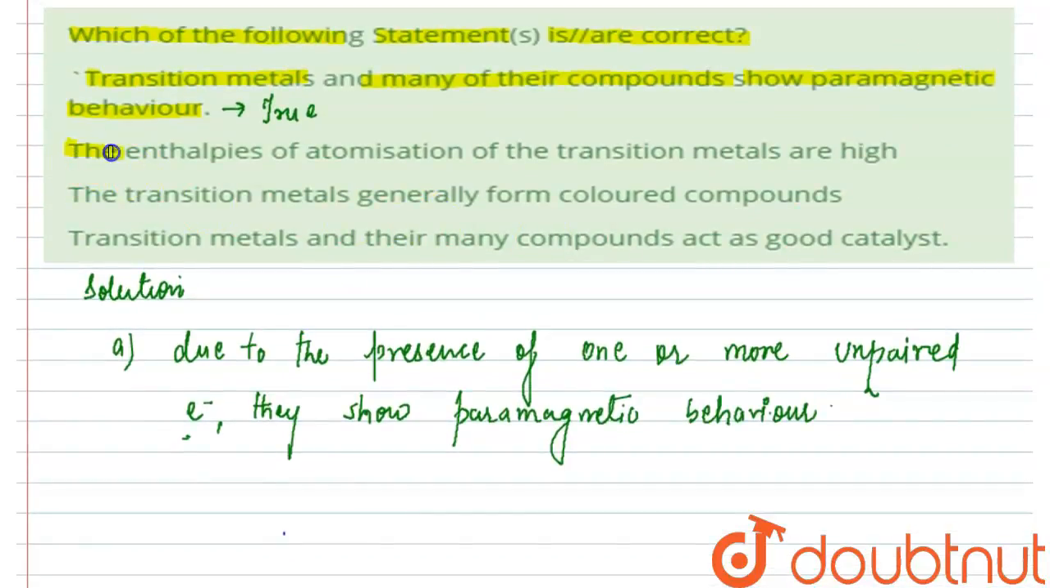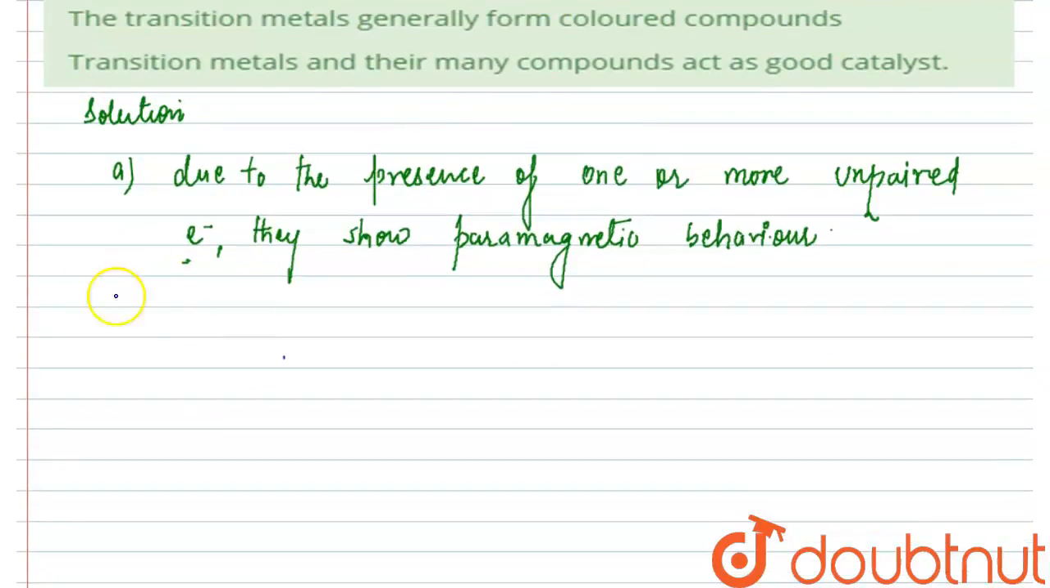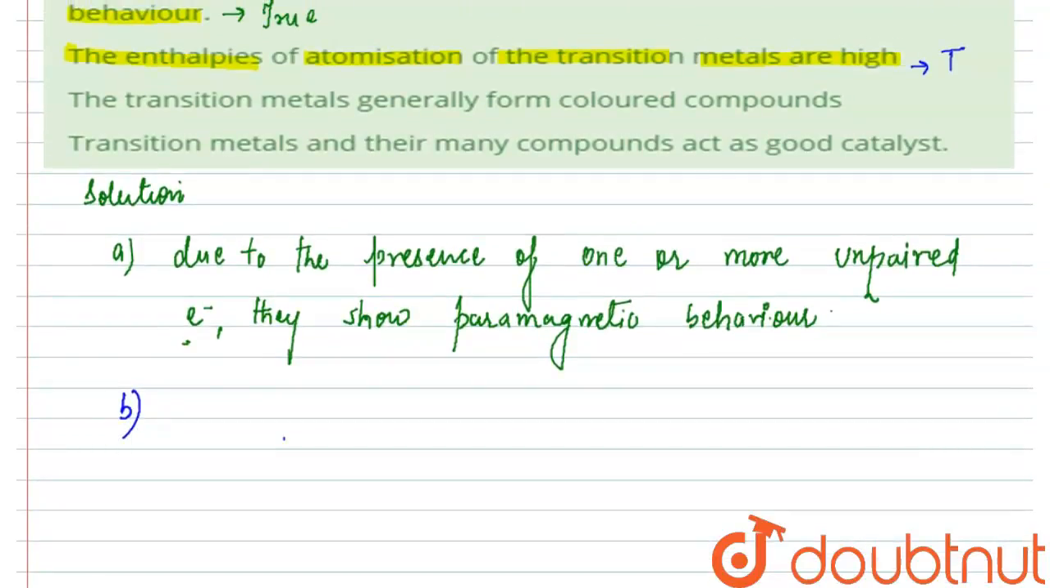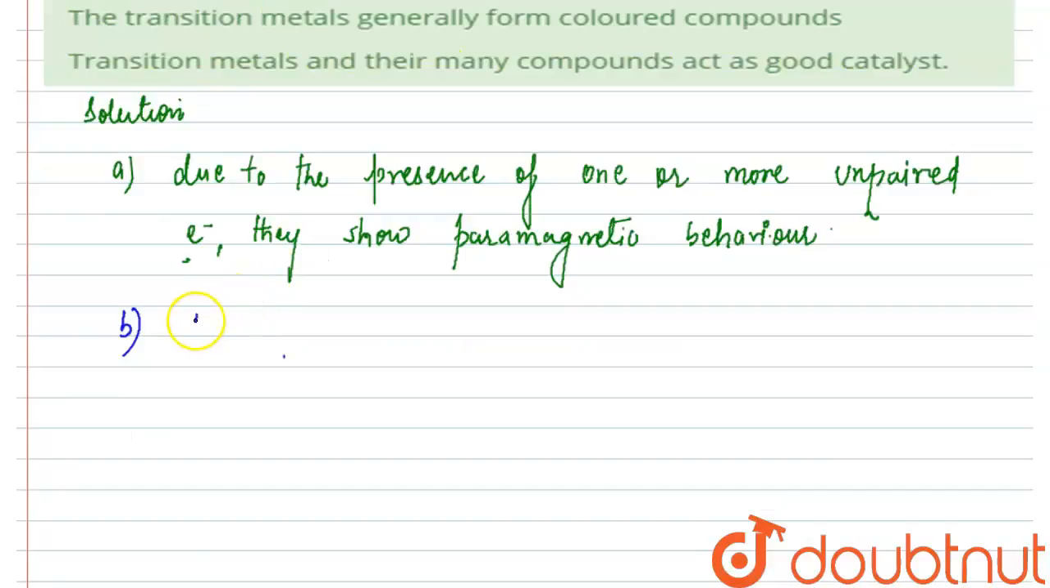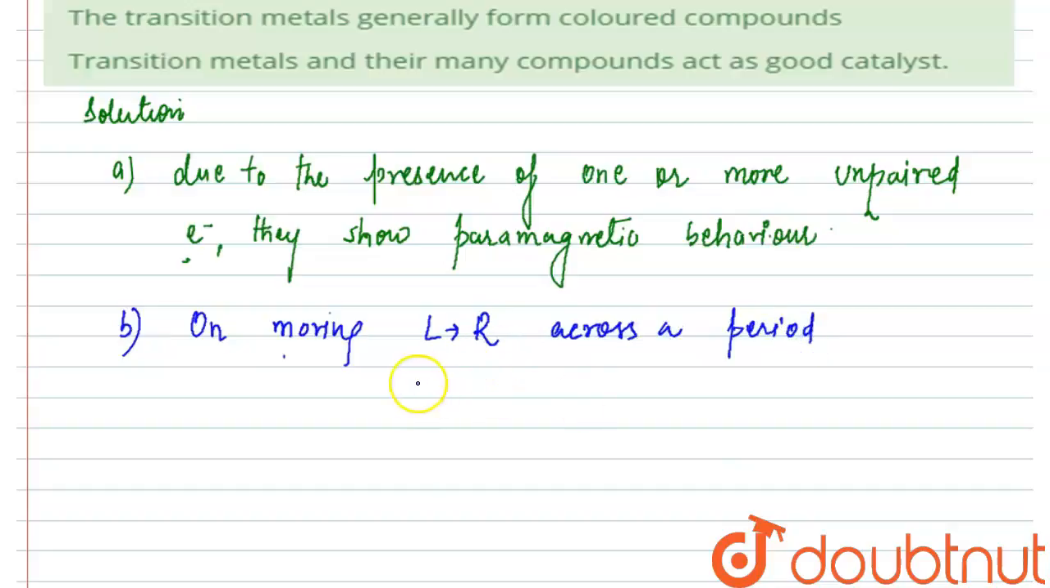tells us that the enthalpies of atomization of the transition metals are high. Now this statement also is true, right? The reason is that whenever we talk about transition metals, the Z effective keeps on increasing as we move from left to right across a period. So let me just write it down. On moving left to right across a period, generally the number of protons increases.